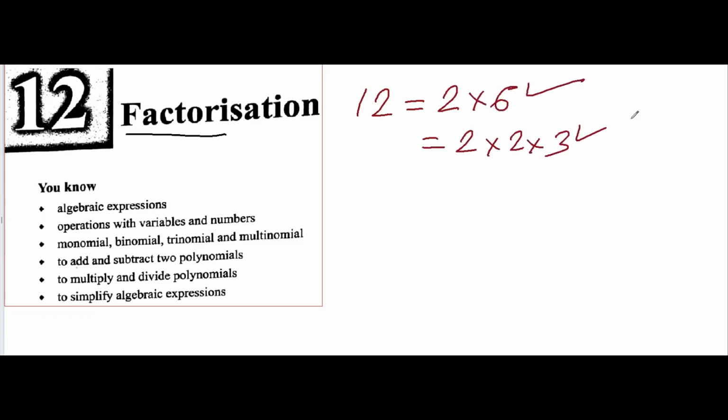Okay. Now here, 12th chapter, factorization. What do you mean by factorization? Factorization means finding the factor of something. For example, I have a number 12. What are the factors of 12? The factors of 12, you can say it is 2 into 6. You can also say it is 2 into 2 into 3. This is also factor. This is also factor. So that's what factorization means.